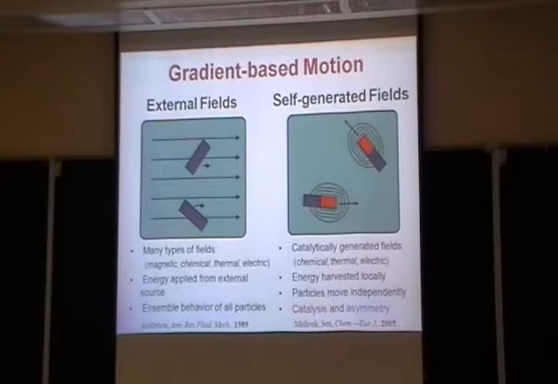Here, these motors, as long as you keep supplying them with food or fuel or whatever you want to call it, they will move. So that's why we need the catalysis. Any other questions? So we want to generate fields that cause them to move, and as I said, the energy needs to be harvested locally. It has to be around them. They can't carry their own fuel, they're just too small.